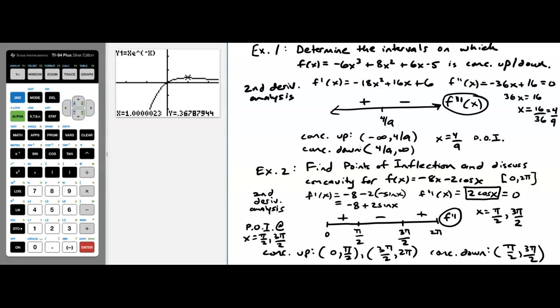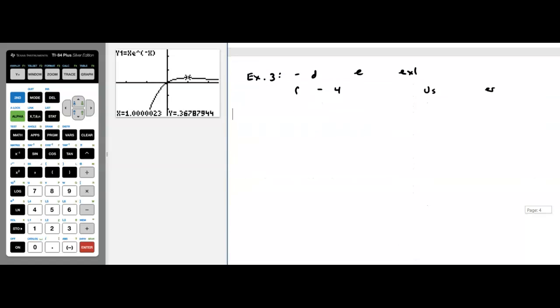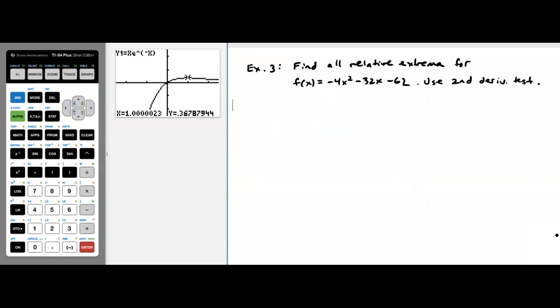Okay, let's take a look at the third and final example here. So this last one, I said let's find all relative extrema for this function, and we're going to use the second derivative test if we can. And this is just a reminder that when you're using that second derivative test, what you're doing is you're first finding when the first derivative is equal to 0. So that would be negative 8x minus 32. I'm just setting that first derivative equal to 0. You get negative 8x equals 32, x equals negative 4.